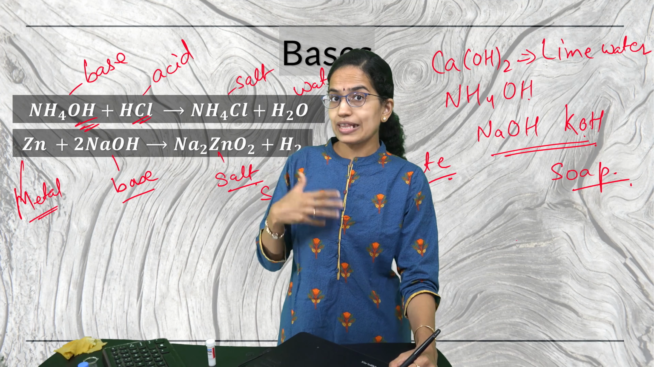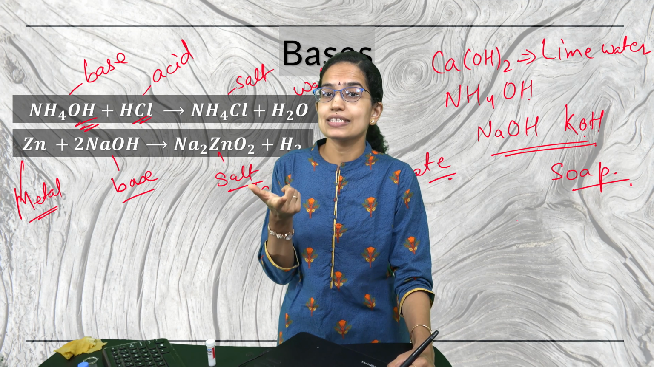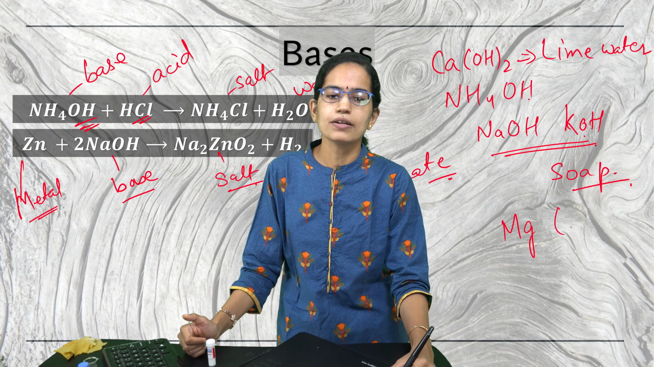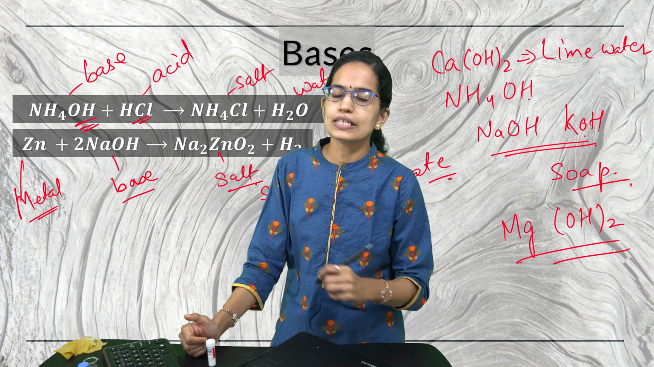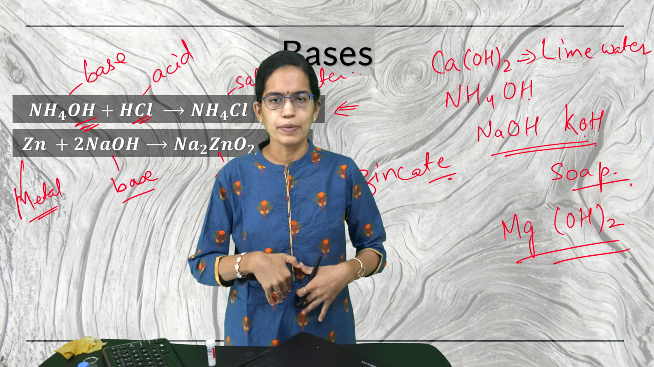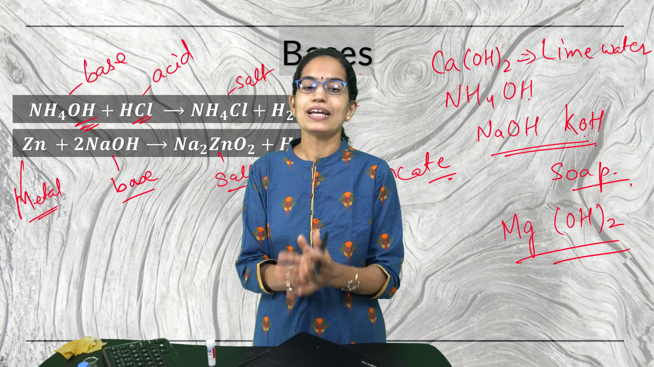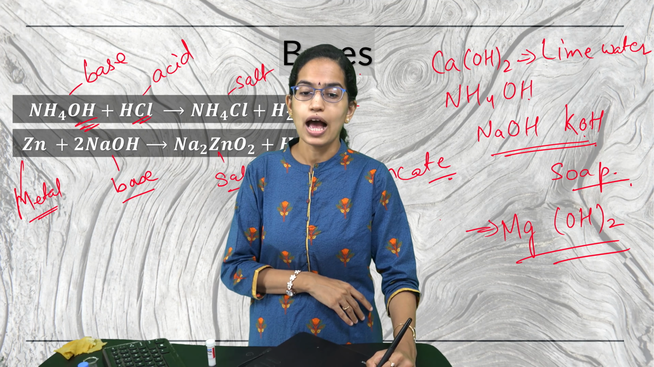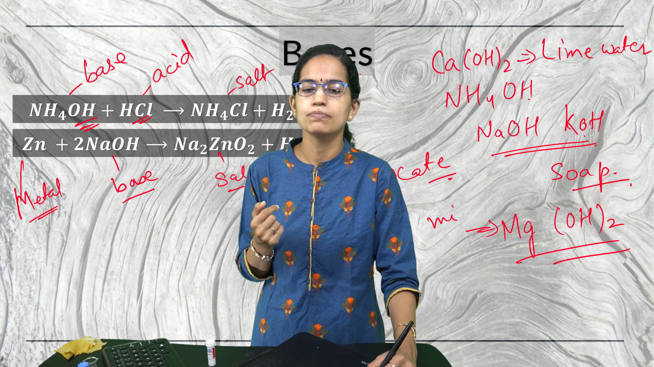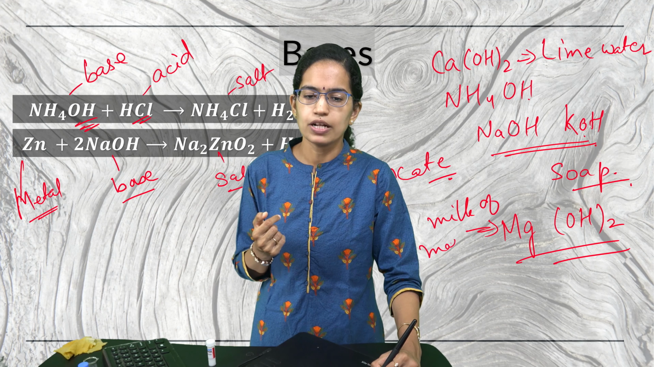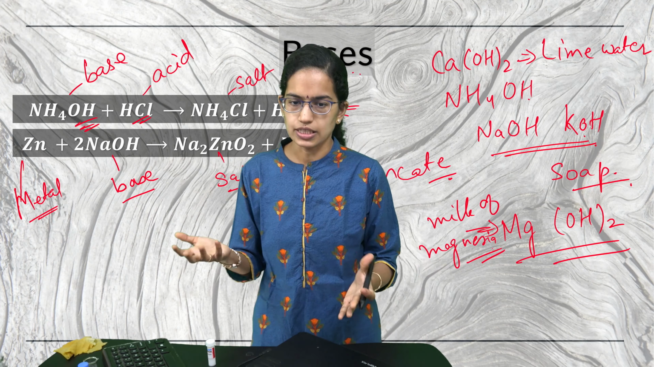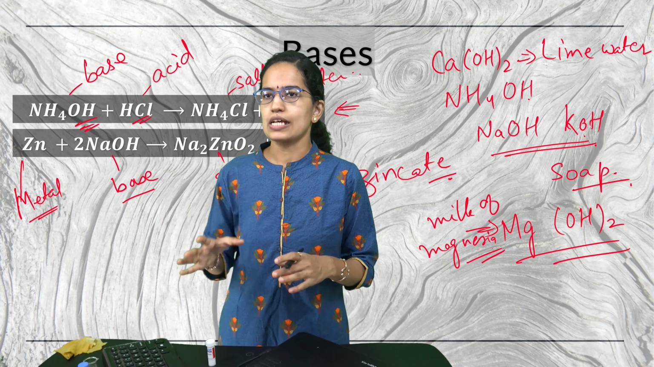Then when there is a lot of acidity, as I said, milk of magnesia is used. What is milk of magnesia? Nothing but magnesium hydroxide. So magnesium hydroxide is again a base which is used to neutralize the stomach acid and form salts. So magnesium hydroxide is used for indigestion, commonly called milk of magnesia. Milk of magnesia is the commonly prescribed thing which is given for indigestion. So those are some of the examples of bases.